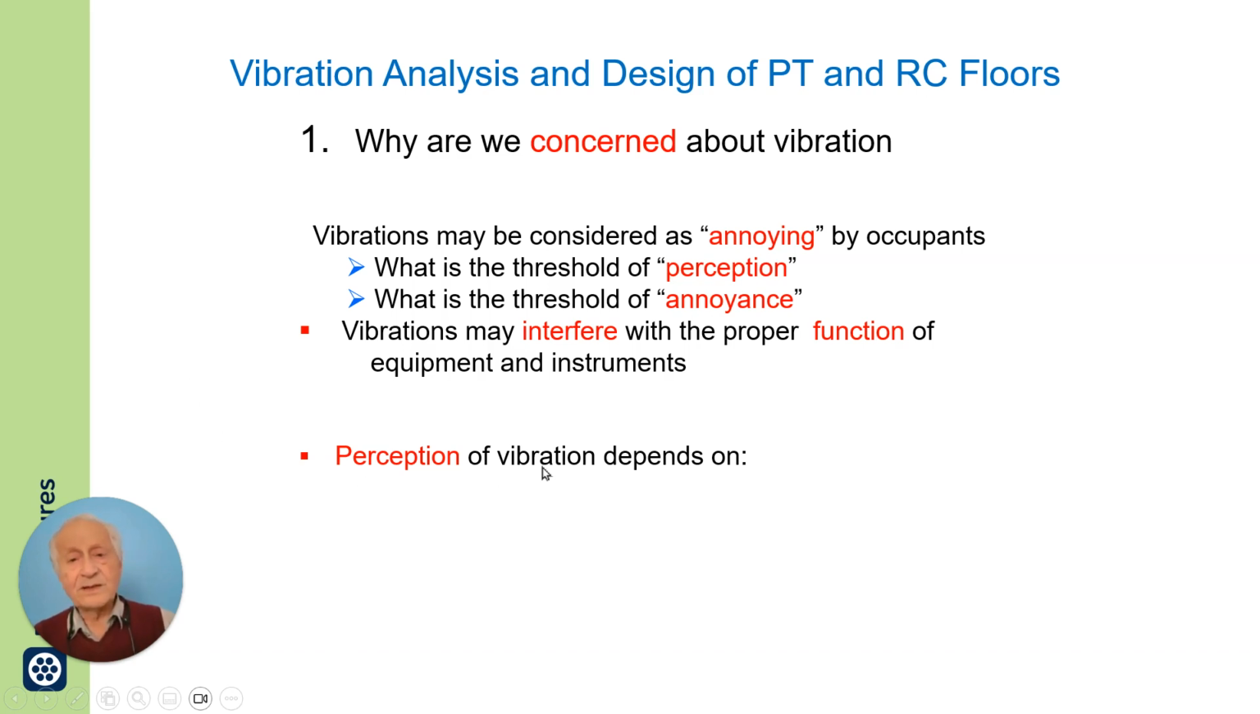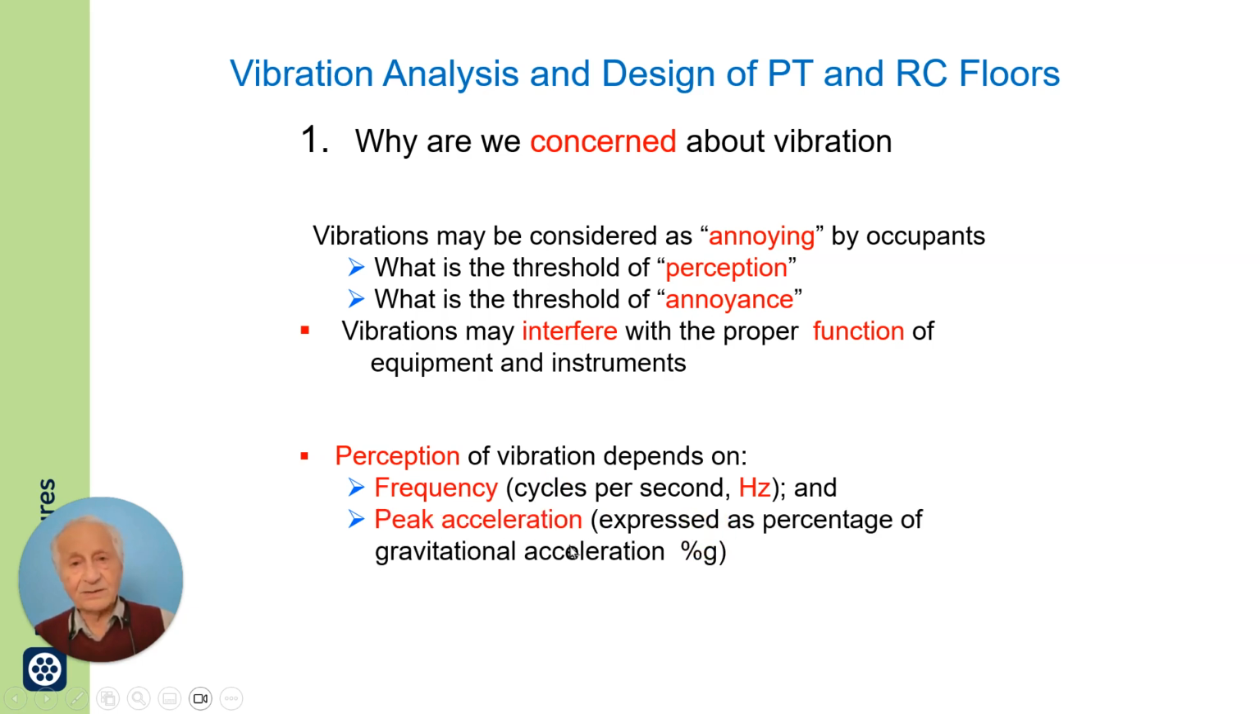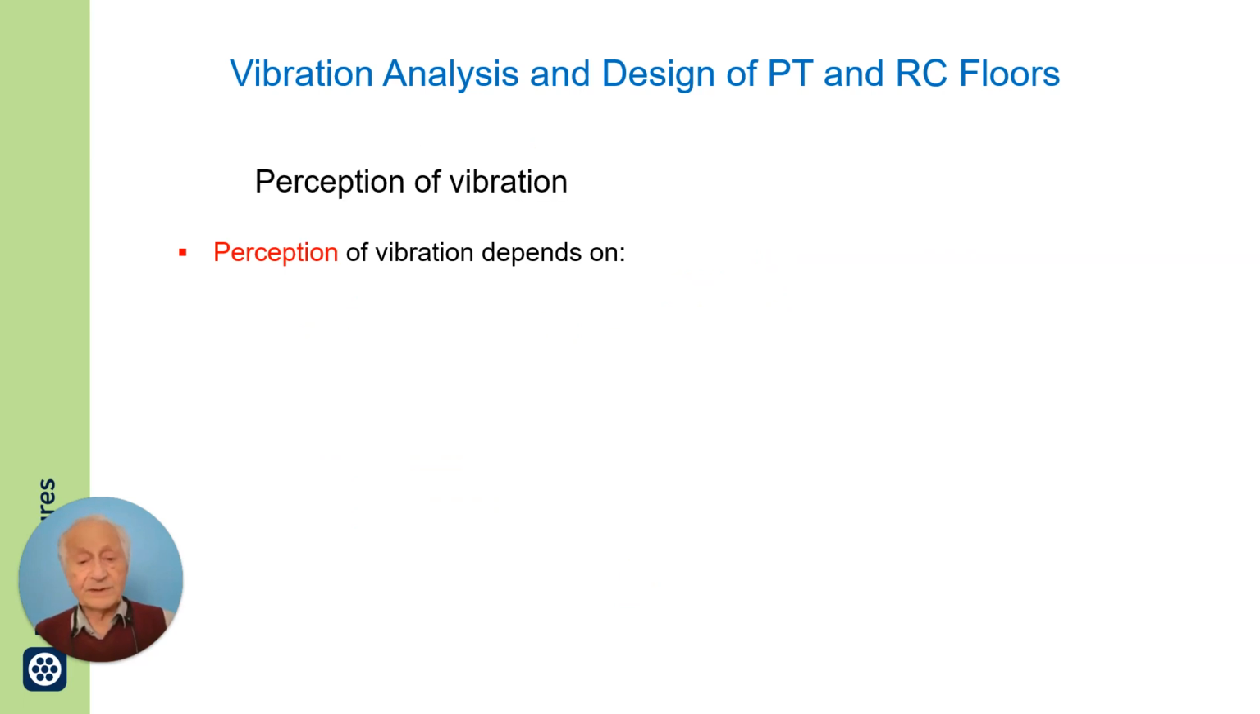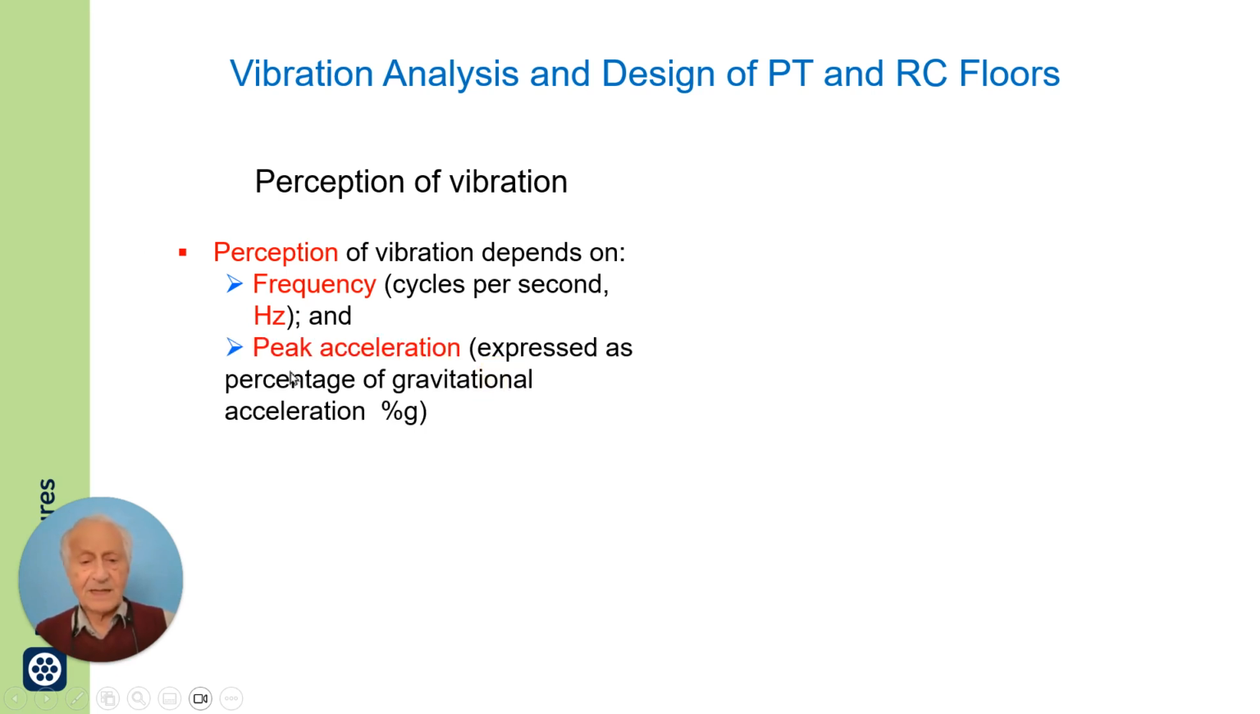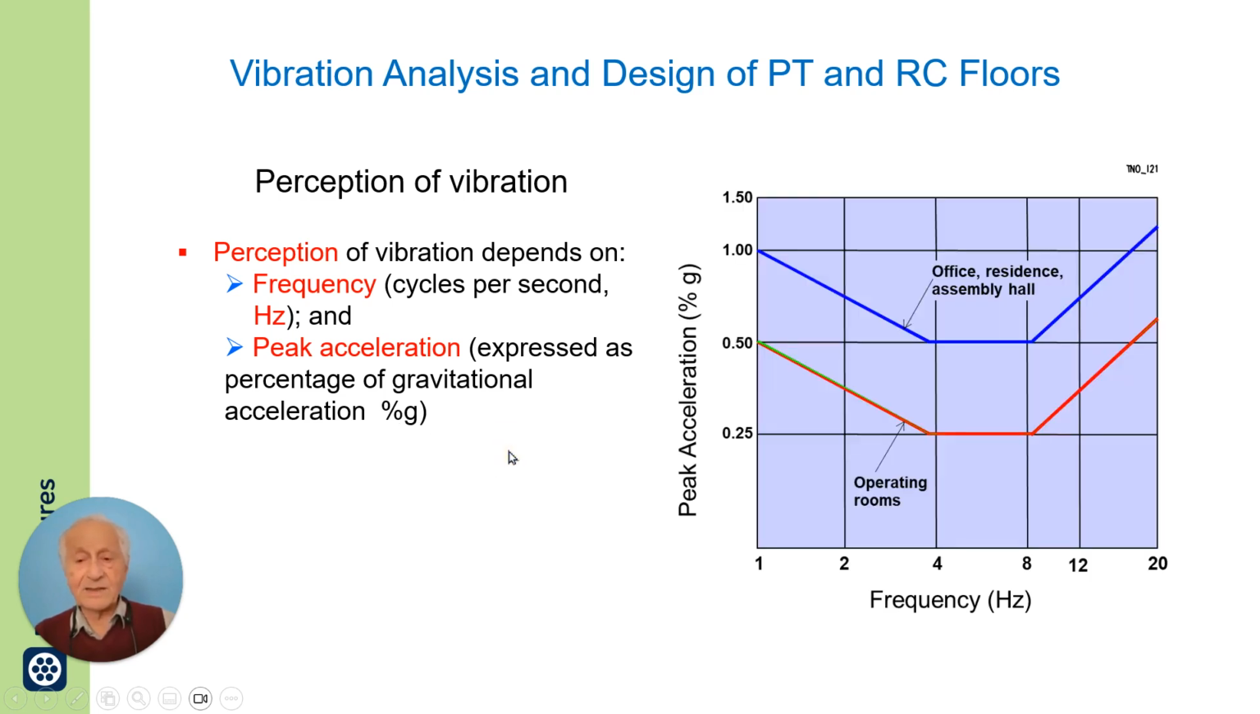Perception of vibration depends on its frequency, which is cycles per second, and peak acceleration, which is expressed as a percentage of gravitational acceleration, the maximum acceleration for up and down movement. Now, frequency is defined by cycles per second. Acceleration is defined for vibration analysis as a percentage of gravitational acceleration.